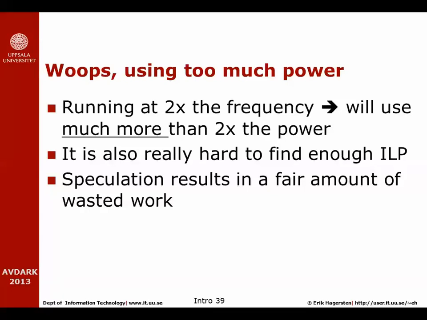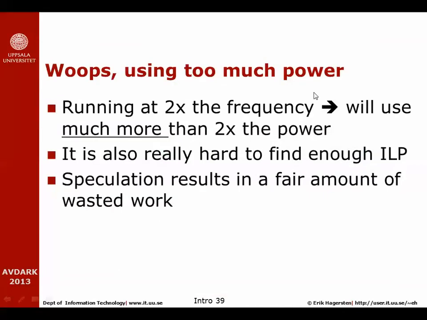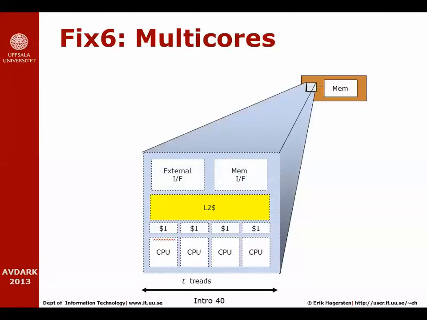Another problem that we have been running into is that the power consumption has been going up too much, and the power consumption is very much related to the frequency with which we run the processor. So instead of just increasing the clock frequency, we will have a different approach of getting faster CPUs. Well, that's what's called multicores.